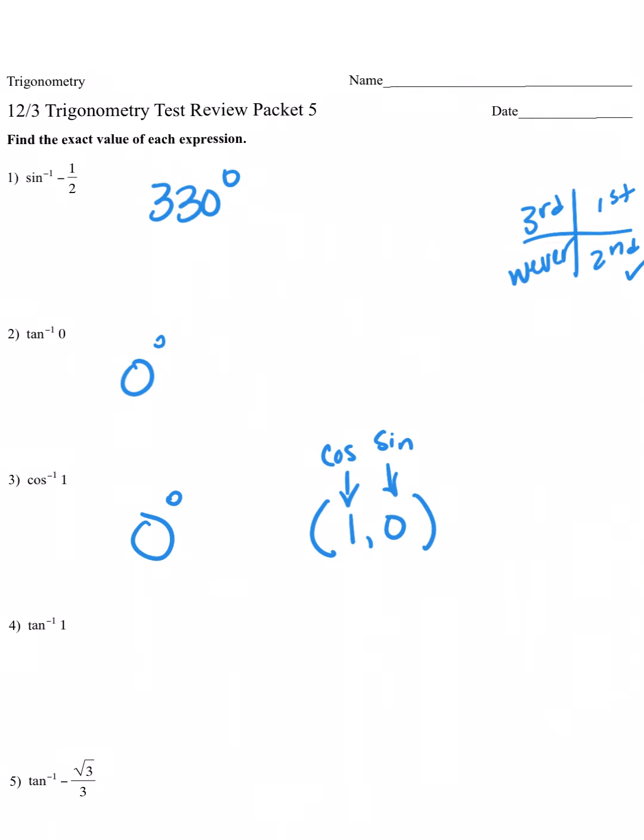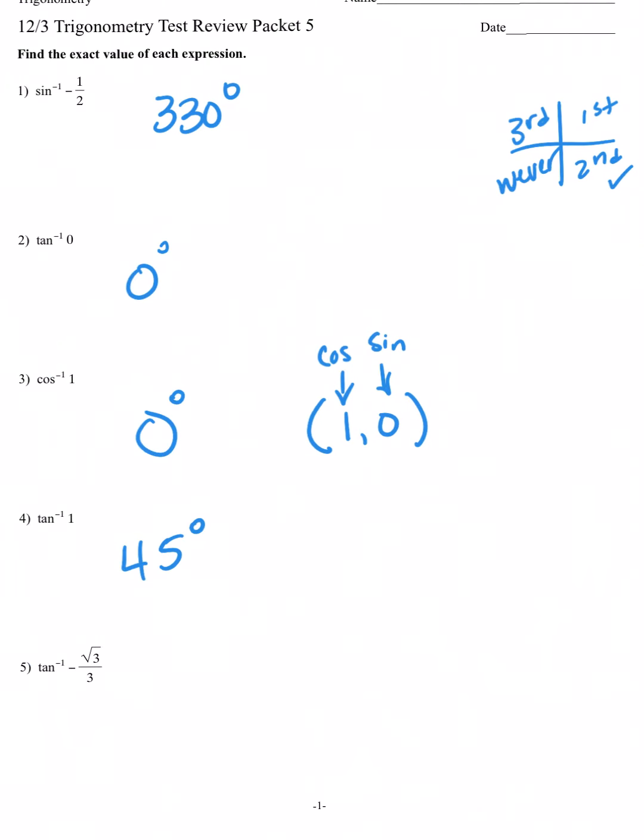Who has a tangent of 1? That would be 45 degrees. And who has a tangent of -√3/3? And that would be 330 also. Who has a cosine of -1? And there's only one degree that has a cosine of -1, and that is 180 degrees.